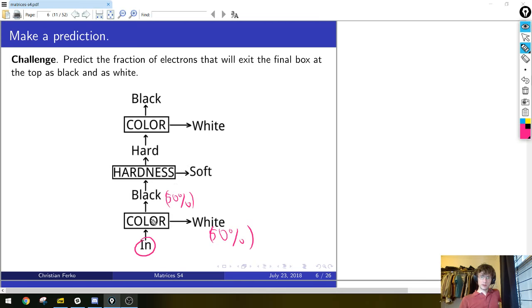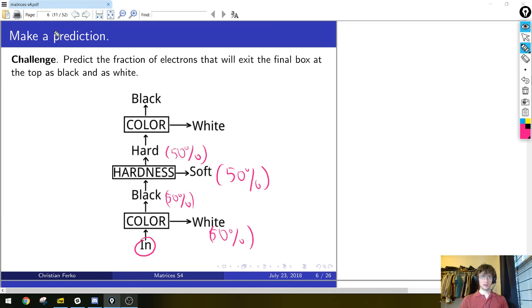So as we saw before, color and hardness are not correlated. So you would expect again that 50%, when I write a percentage, by the way, I'm talking about the percentage of the input stream coming into the box, not the original one. So this 50% would really be 25% of the original beam, but I mean half of the electrons coming into this box in particular. So half of the electrons coming into this box, the hardness box, will come out hard, and half will come out soft. So that's just the statement of the previous slide that color and hardness are uncorrelated.